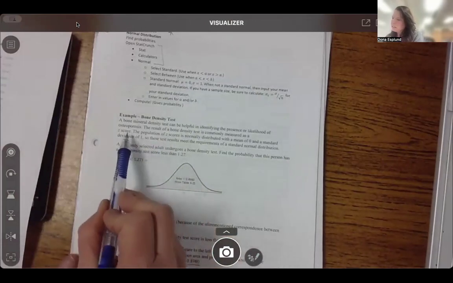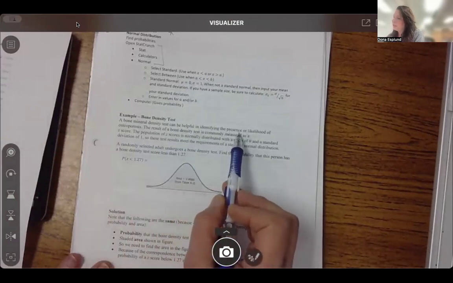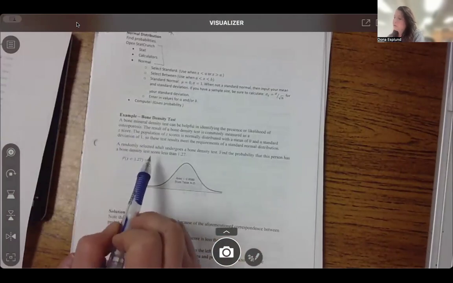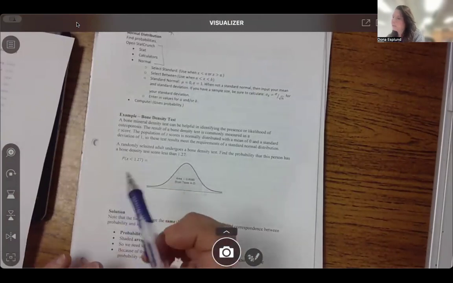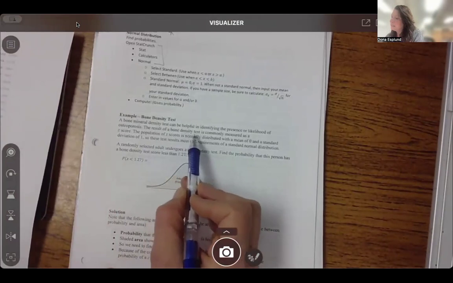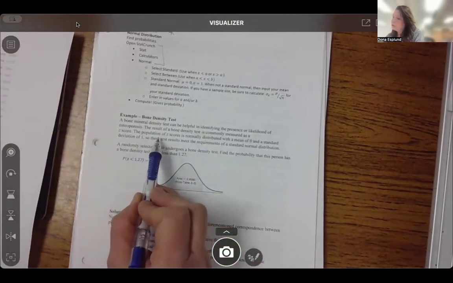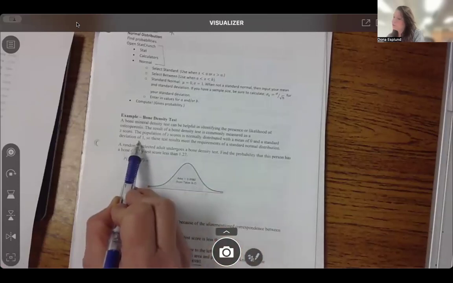So let's look at this. It says the bone density table is helpful in identifying the presence or likelihood of osteoporosis, which is a disease of the bones actually becoming more brittle as we get older. The result of the bone density test is commonly measured as a Z-score. The population of Z-scores is normally distributed, and the mean is 0 and the standard deviation is 1.